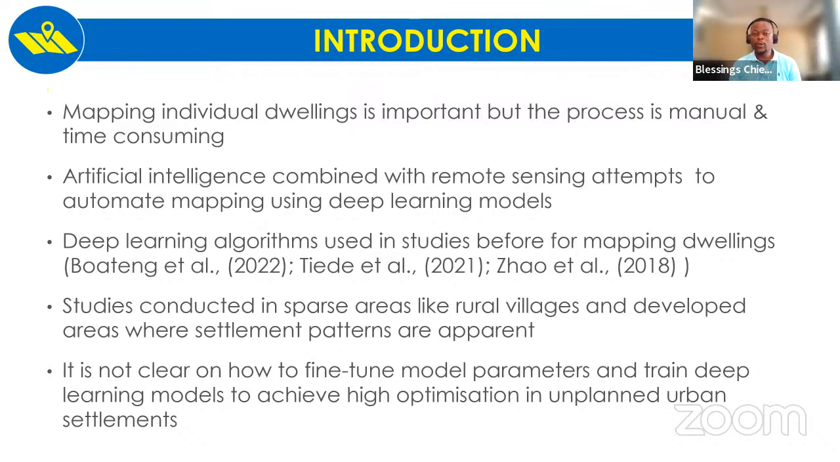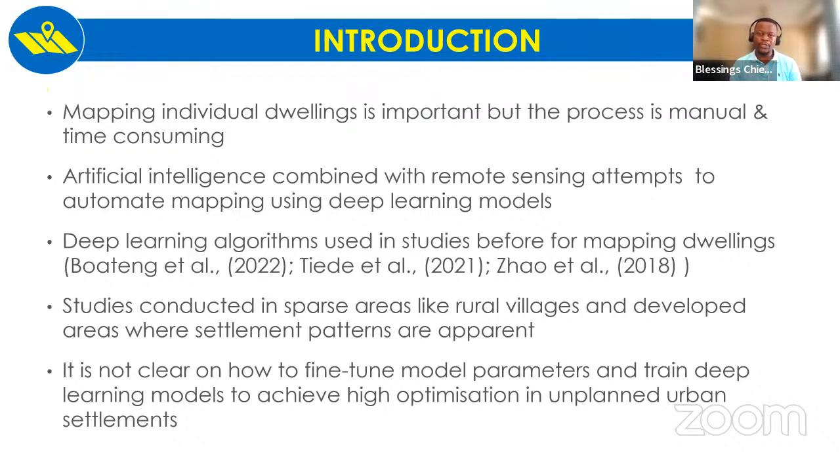However, such studies have been conducted in areas, like rural areas, where buildings are apparent, where you can actually see that this is a building, and also in developed countries where they have a well-planned area, and it's easy to detect those elements from satellite imagery. So there exists a gap in literature to see how we can train models that can actually detect buildings in unplanned settlements and also in low-income countries.